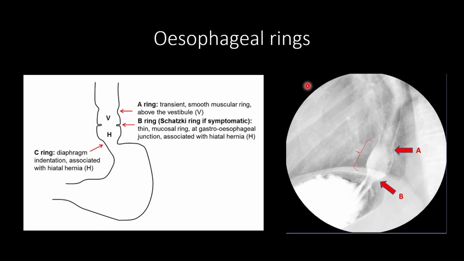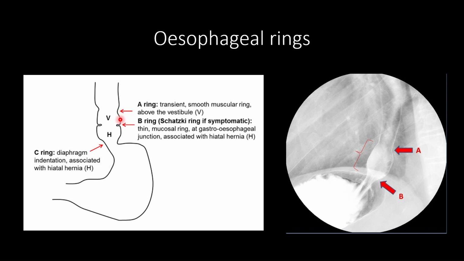Now, we have another condition called esophageal rings. Esophageal rings refer to various anatomical structures. They can even be a pathological condition. Obviously, as the term implies, it is a ring. It constricts the esophageal lumen. Now, normally there are three physiologically important rings. These include the A ring, B ring, and C ring.